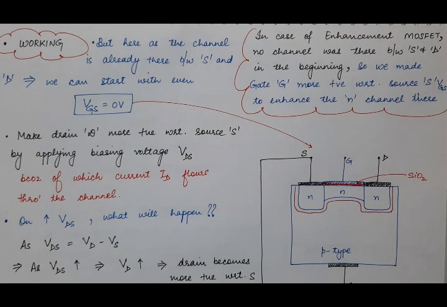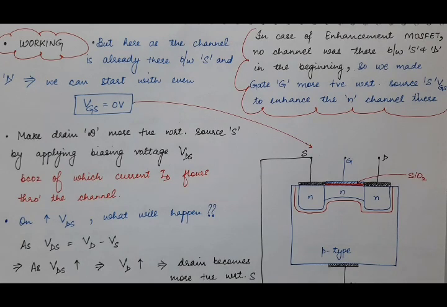So the channel was enhanced, channel width was enhanced in case of enhancement type MOSFET when we made VGS more positive. Or you can say that when we made gate terminal more positive with respect to source in case of enhancement type MOSFET. Why? Because there was no channel between source and drain in the beginning.